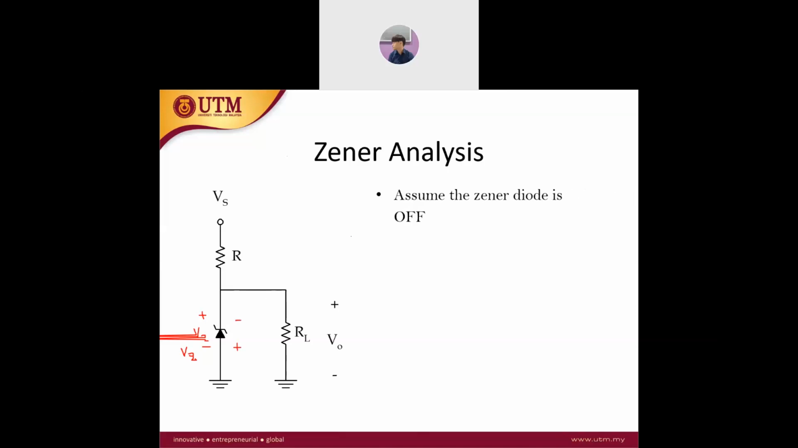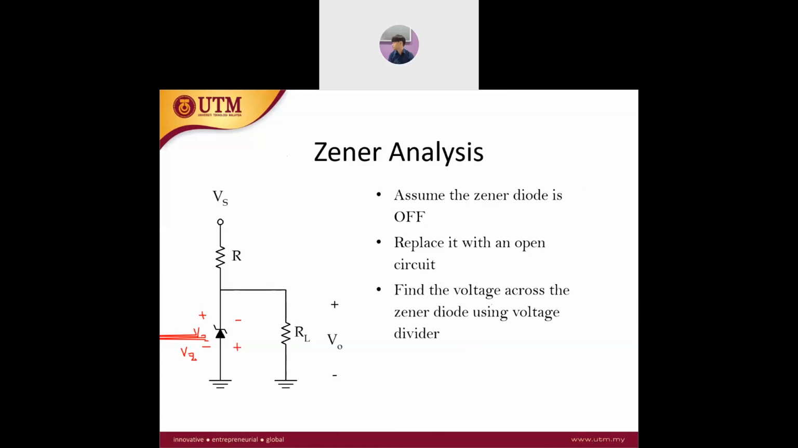So assume the Zener diode is off, because it is opposite polarity and we want it to be in the breakdown region. Then we can replace it with an open circuit. Find the voltage across the Zener diode using the voltage divider. So what is the VZ? We can use a voltage divider for finding the specific VZ in any configuration.